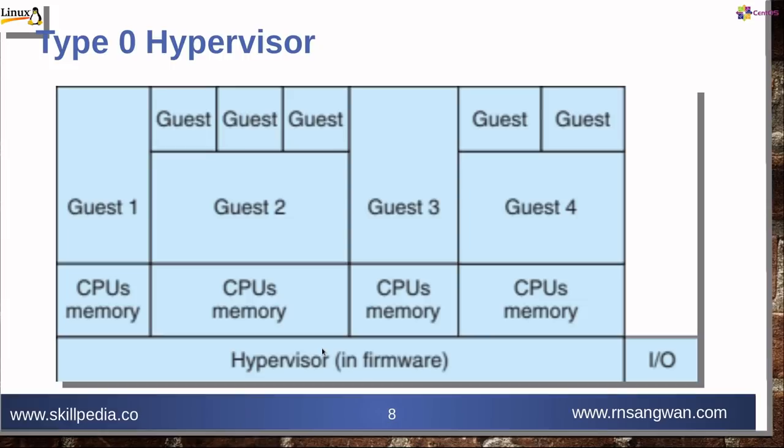So type 0 hypervisor. In type 0 hypervisor, we have firmware or hypervisor directly in the form of hardware. Then we have the CPUs and the memory, and we have guest operating systems on top of that. So that's how type 0 hypervisor works. Here also we can have multiple guests, like guest 4, so multiple guests are running on a type 0 hypervisor.